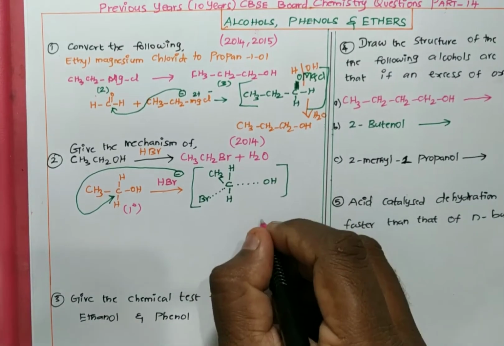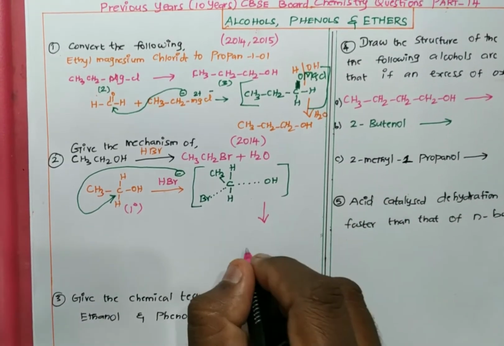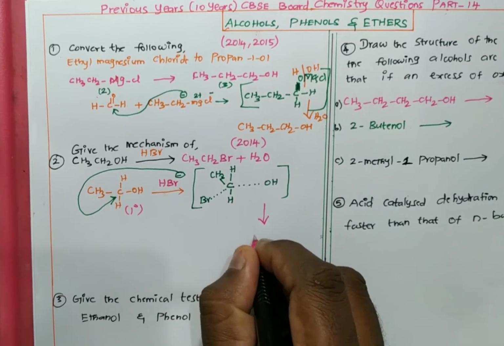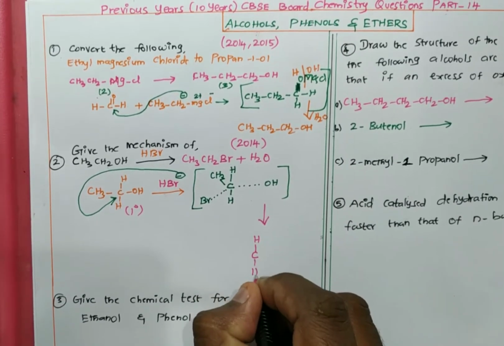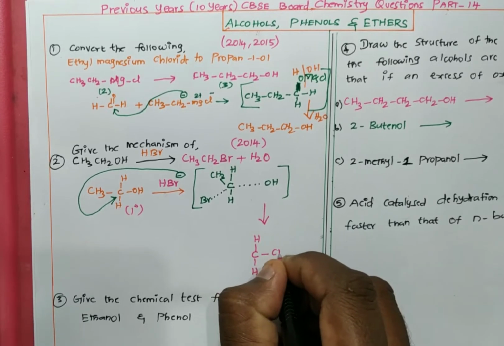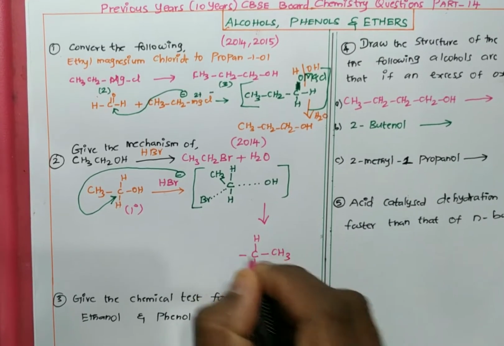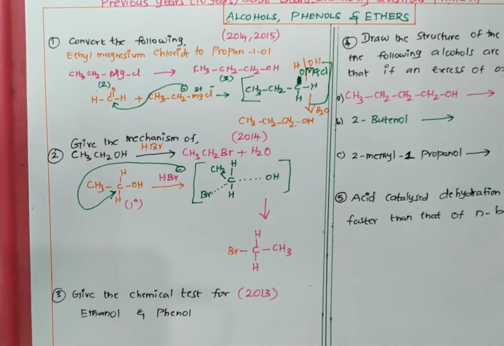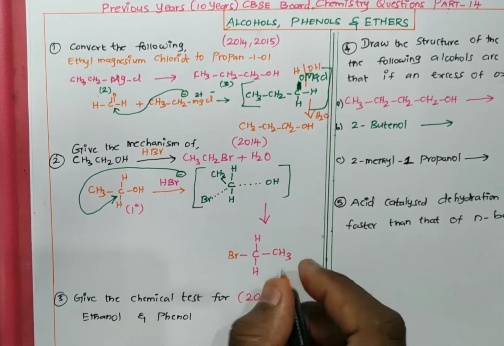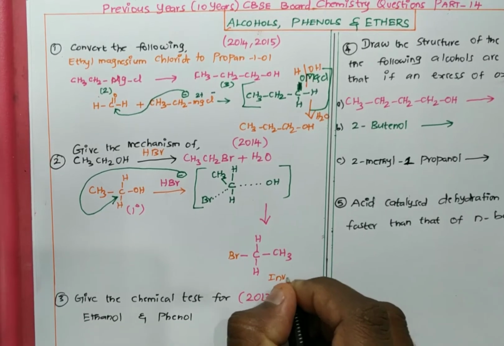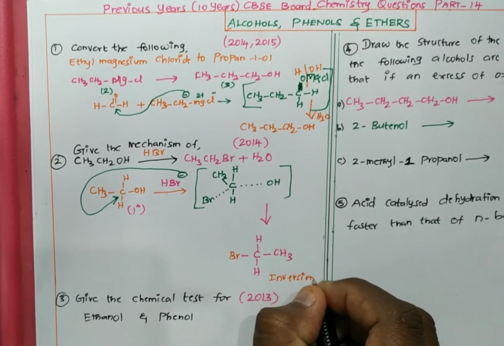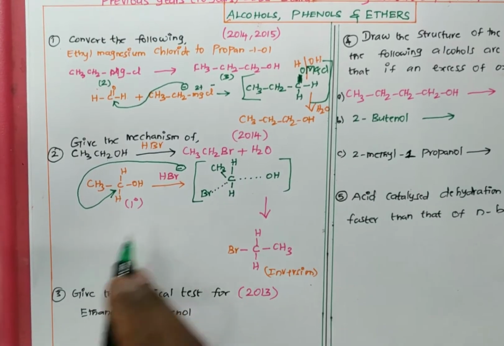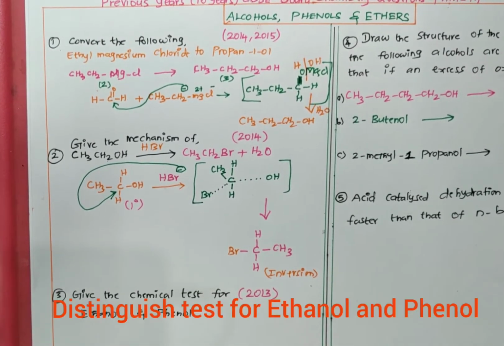By that way, I will be getting a product like this. What product am I getting? Here C, one hydrogen is there, CH3 is there, and here I will be getting bromine. Are you able to understand, student? Here I will always get an inversion product. So an inversion of configuration product is obtained. That's all about the mechanism of this reaction. Are you able to understand?